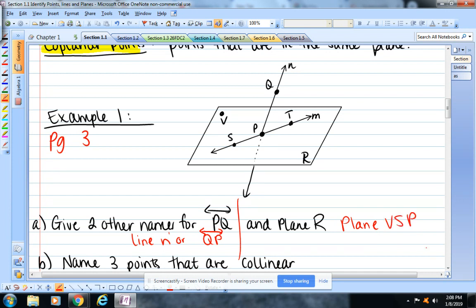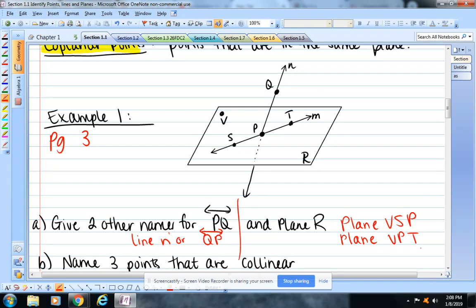VSP. Okay. Can somebody give me another name for that plane? VPT. Yes. And technically, you can call it something with these 3 letters just in another order also. So there's a lot of names for this plane. You can change the order and have a different name for the plane. Does that make sense? So 2 points make a line, 3 points make a plane, and the 3 points cannot all be on the same line.